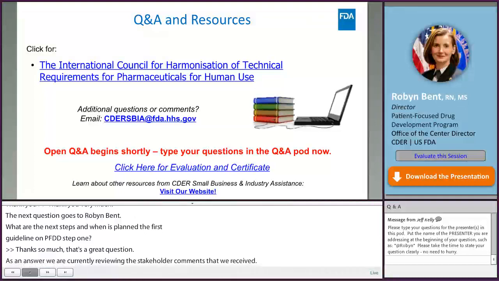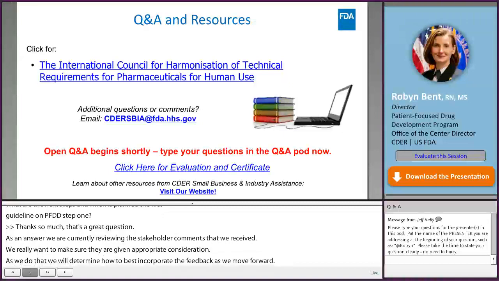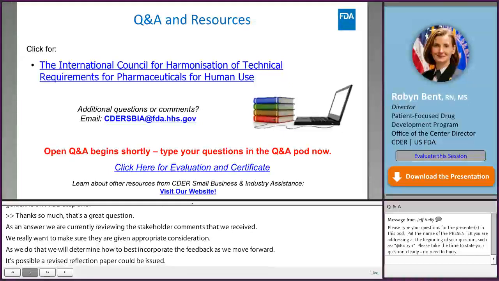It's possible that a revised reflection paper could be issued. Since the feedback we received does appear so far to be pretty supportive, as I talked about a little in my talk, we're still working out the specific timeline for any guideline development. I think there's a lot of factors that will go into that, and I don't think we can provide specific dates at this point.